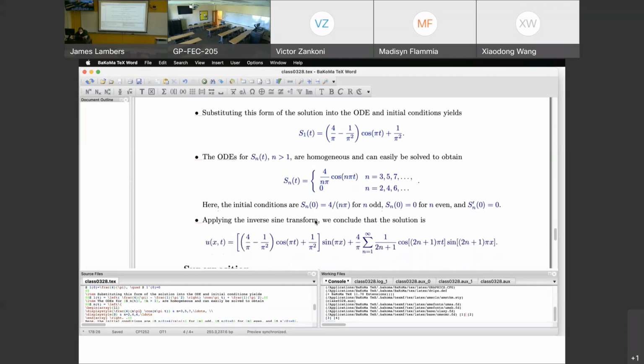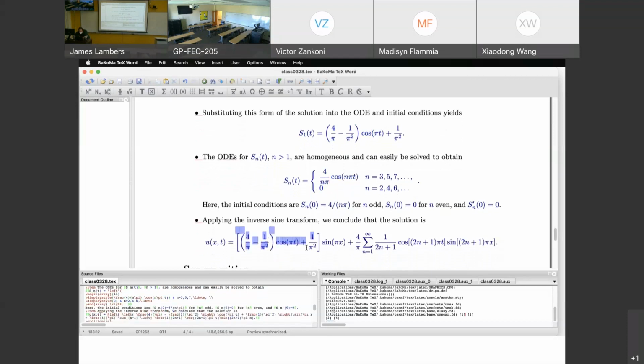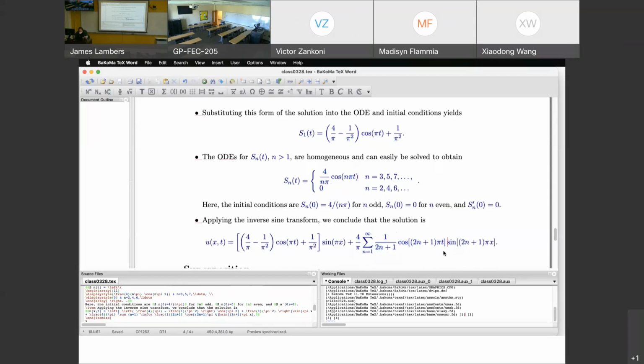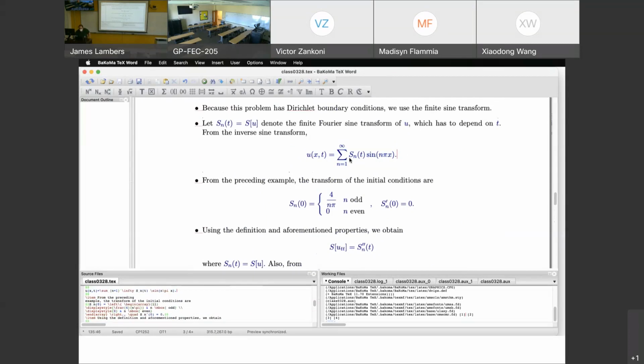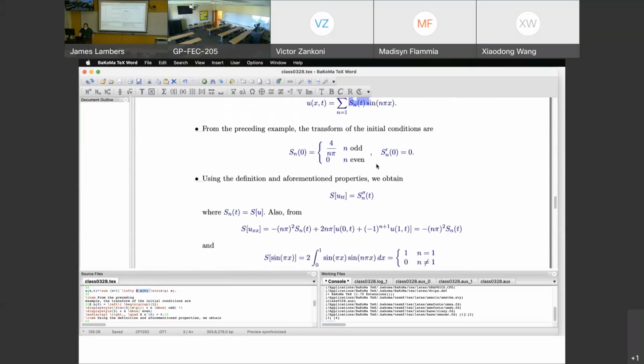So now we take the inverse sine transform. So S1 of t times sine pi x. And then we have the other coefficients: 4 over n pi times cosine n pi t, only for n odd, times sine n pi x, where again n is odd. So in other words, this is what you get from taking the form of the solution given earlier, and substituting the solutions of our one parameter family of ODEs in there for Sn of t. And then we're done.